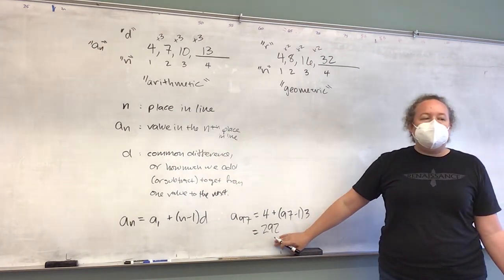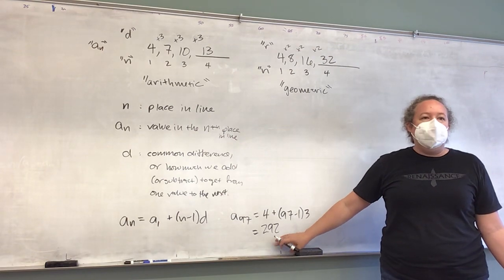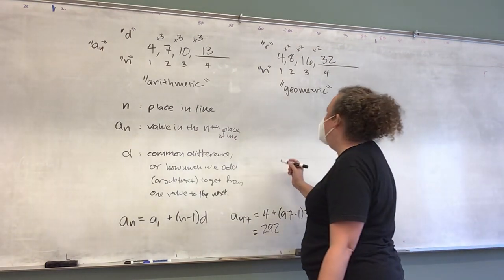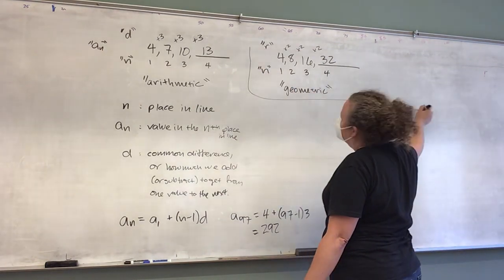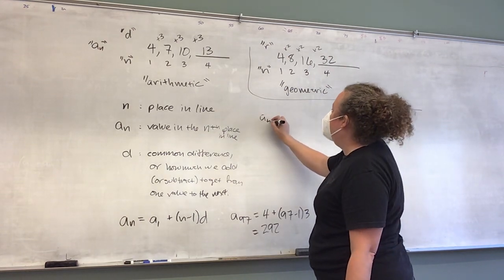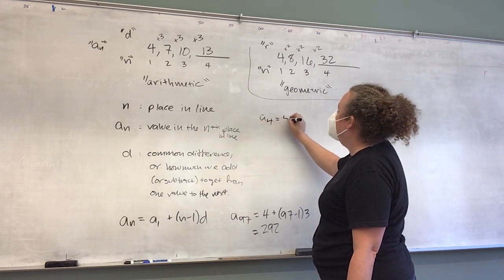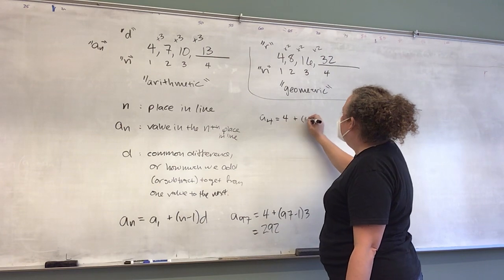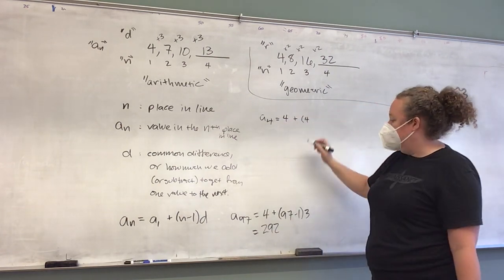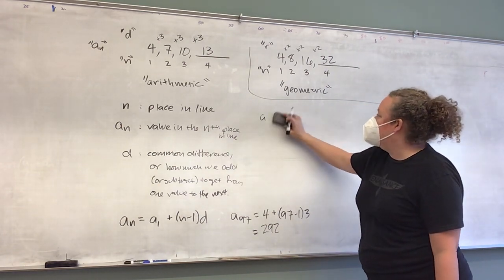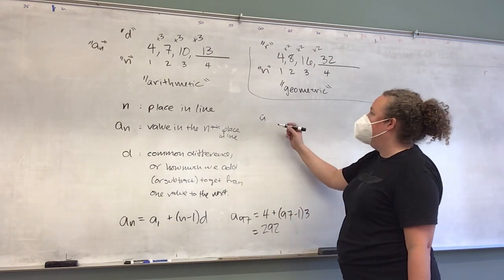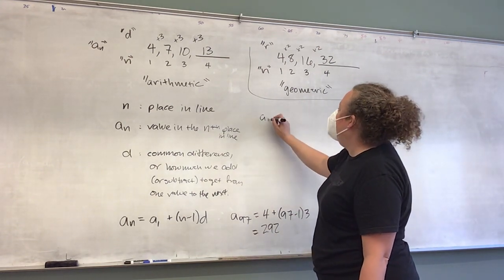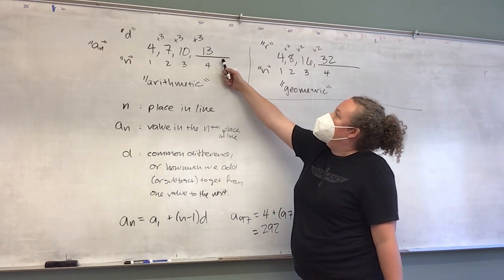If we wanted to test to see if this is really true, we can test it on a value that we already know. So let's say that we want to find a sub 4. Well, that is going to be 4 plus... this is starting to look like there's too many 4s showing up. Let's take 5, because 5 we can calculate easily.